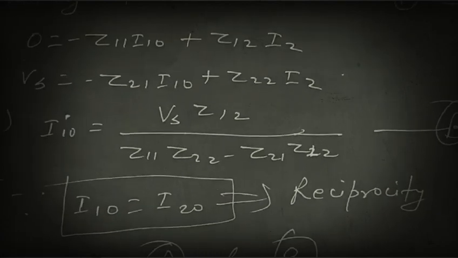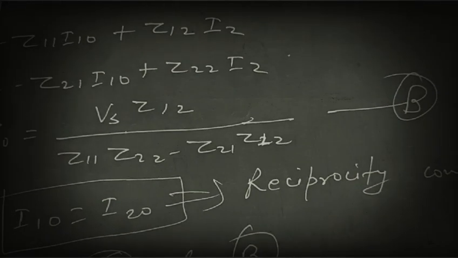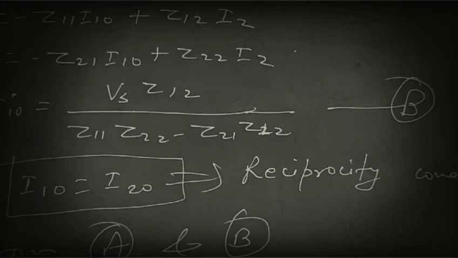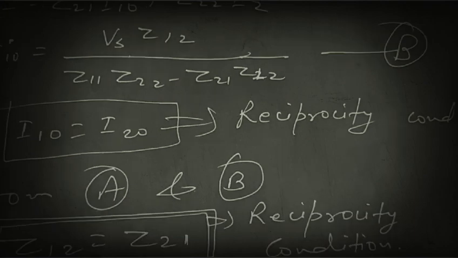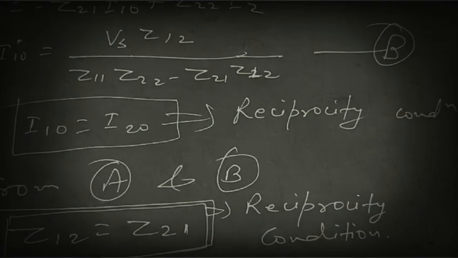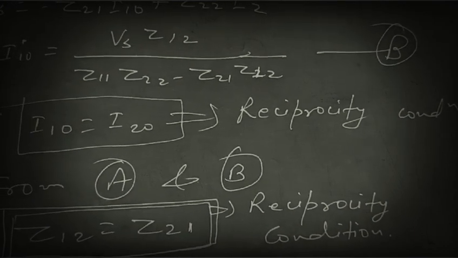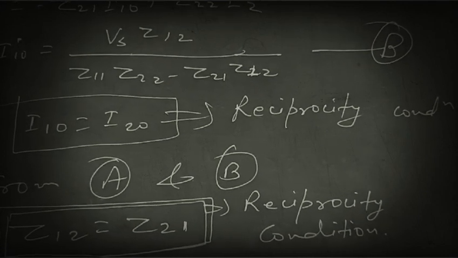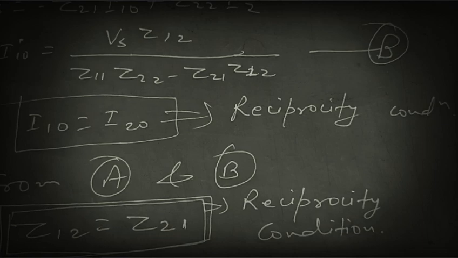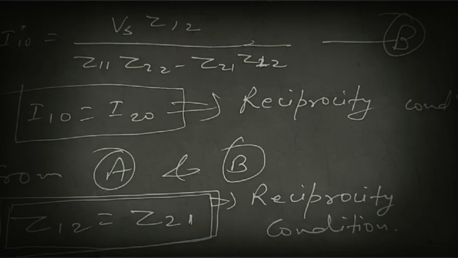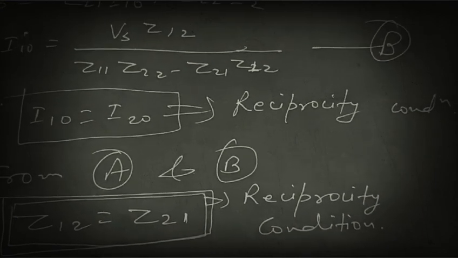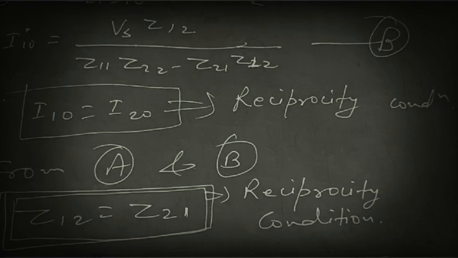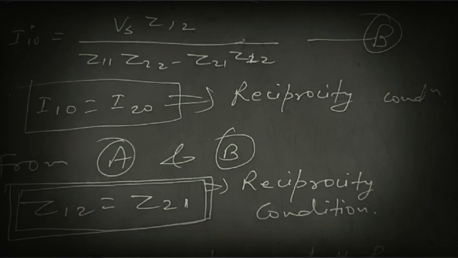So we know the condition of reciprocity is I10 equal to I20. So from equations A and B we get Z12 equal to Z21. So this is the condition of reciprocity in terms of Z parameters. That means Z12 should be equal to Z21. If somebody is saying the network is reciprocal, it means the value of Z12 should be equal to Z21.